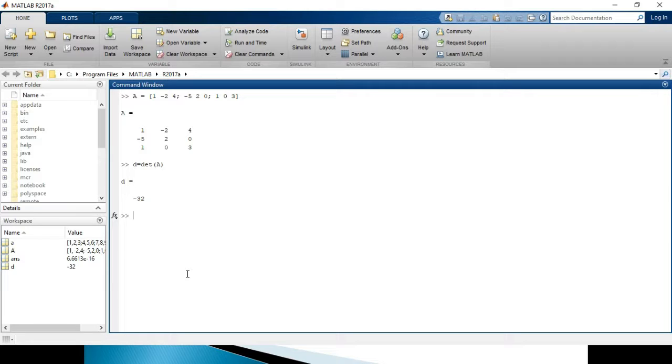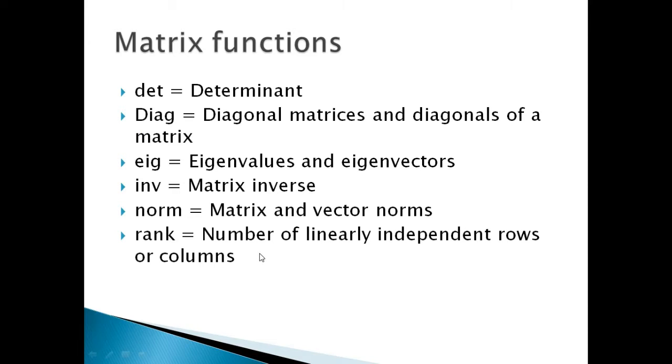Now I am going to find the rank of matrix A. For that I have to use the command rank(A). Here the rank of the matrix is 3. In this way you can find the diagonal of a matrix, the inverse of a matrix, and the eigenvalues and eigenvectors of a matrix. You can try all of these methods in your Matlab.